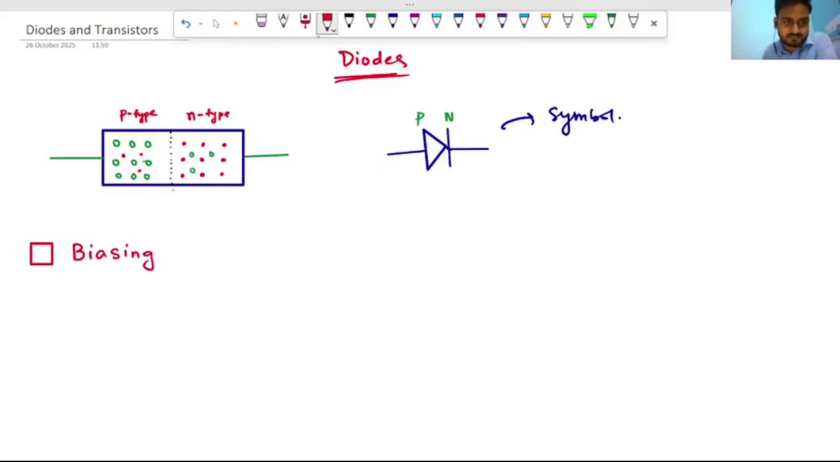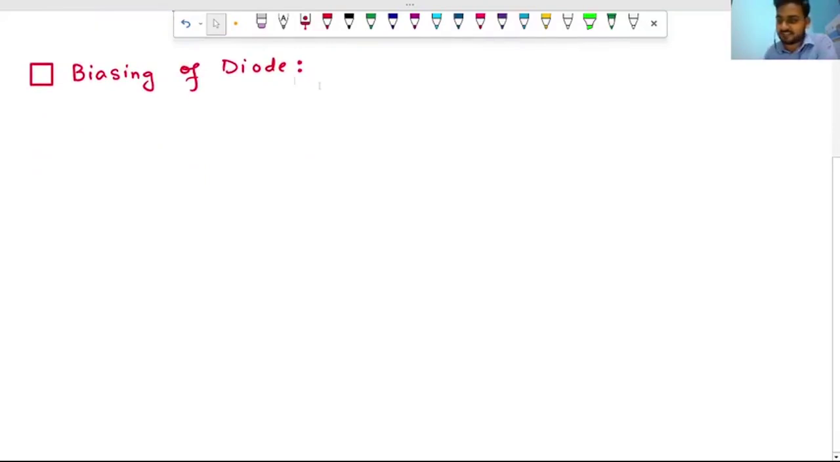Biasing of a diode, whatever we call biasing of diode. Biasing of diodes means we will just connect a battery to it. Suppose we have a diode. Let me draw it more precisely. This is a diode.